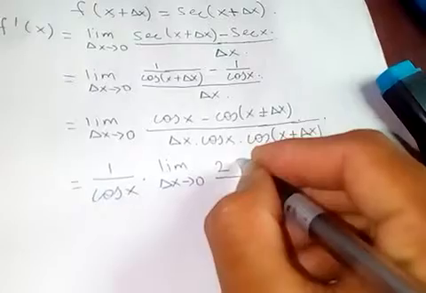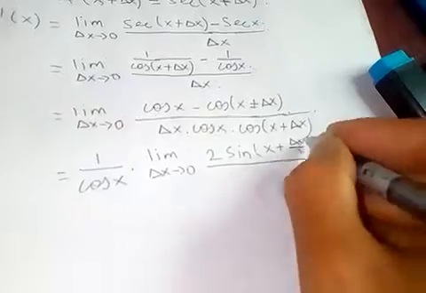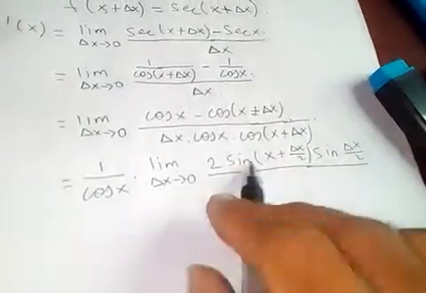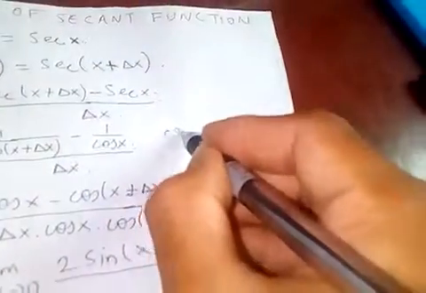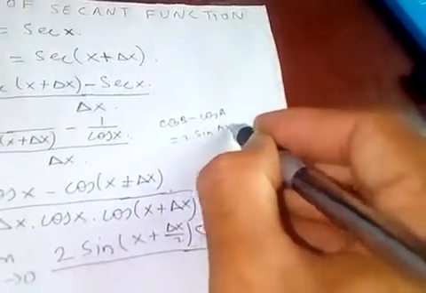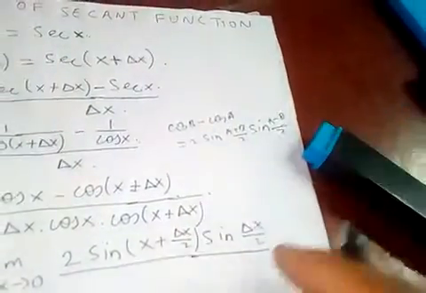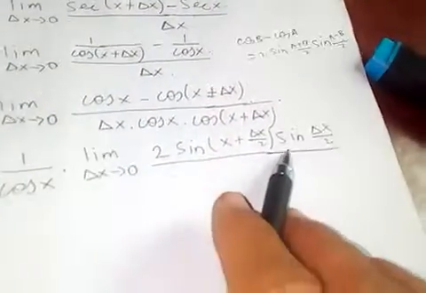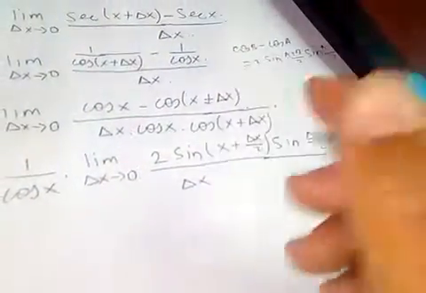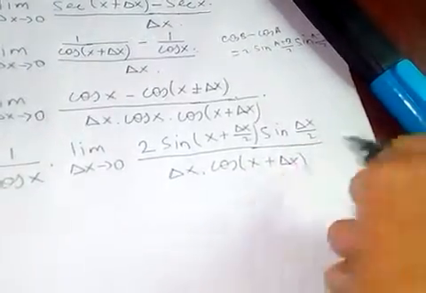So it will be 2 sine of x plus delta x over 2 times sine of delta x over 2. If you simplify, cos b minus cos a is 2 sine of a plus b over 2 times sine of a minus b over 2, and applying this here, if you simplify, you will get this over delta x into cos of x plus delta x.